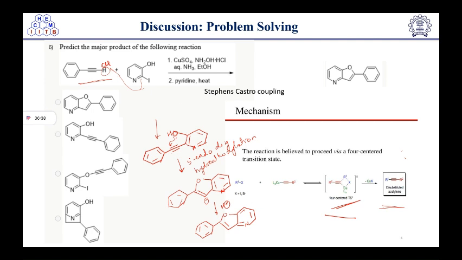Because in the second step we have pyridine. Pyridine will abstract the proton from here and the alkoxide will undergo attack here and undergo a 5-endo-dig hydroalkoxylation reaction. So the correct answer here is option number A. Okay, solve by yourself. This will help you to understand the mechanism.